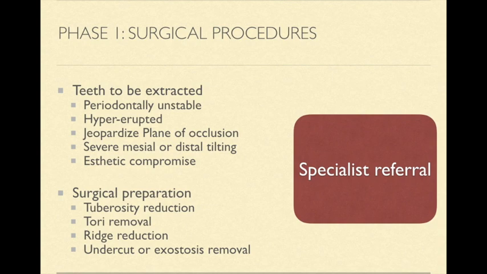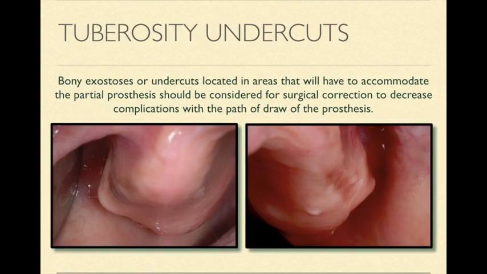But first, if some teeth are not desirable for the removable partial denture design, those teeth might need to be extracted. Also, if a patient has some soft tissue or hard tissue discrepancies that may affect your denture design, they also need some surgical preparations. So what kind of soft tissue or hard tissue discrepancies can be affected?